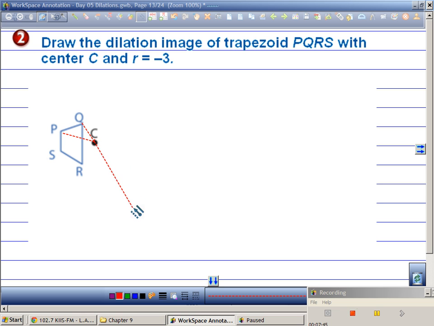1, 2, 3. I'm going to say that's 3. I'm going to do R the same way. So R prime is going to be in this direction, about 3 times the size. And P is going to be in this direction now, 3 times, which is probably, there's 1, 2, I don't know, would you say 3 about there? And S is going to be, there's 1 length, I'm going to multiply that by 3 and go out this way.